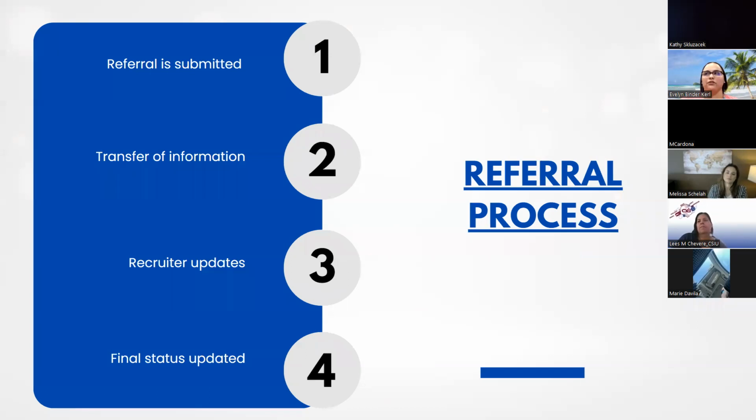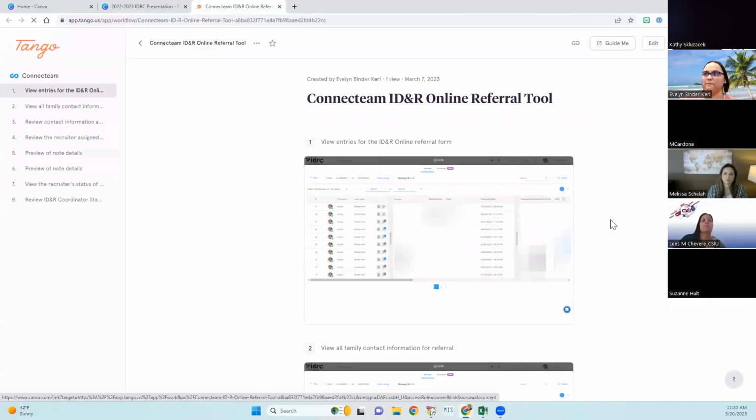When a recruiter goes out, the referral is submitted through IDRC, and then I or another individual within our program transfers that information to Connect Team. Then the recruiter is responsible for updating those entries with the steps they've completed, and eventually you'll see the final status. I'll go ahead and show you what that looks like on our end. Can you see the new screen, Melissa? Yes. Okay, thank you.